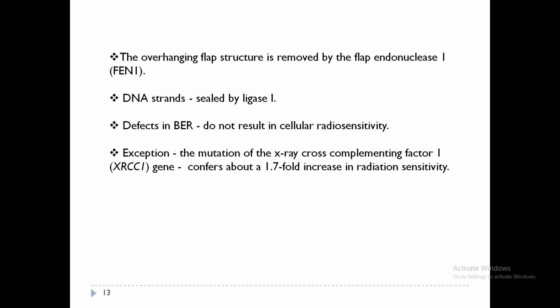If there is a defect in base excision repair, it does not result in cellular radiosensitivity. But one exception is there. If there is a mutation of the X-ray cross complementing factor 1, XRCC1 gene, then it confers about a 1.7-fold increase in radiation sensitivity.